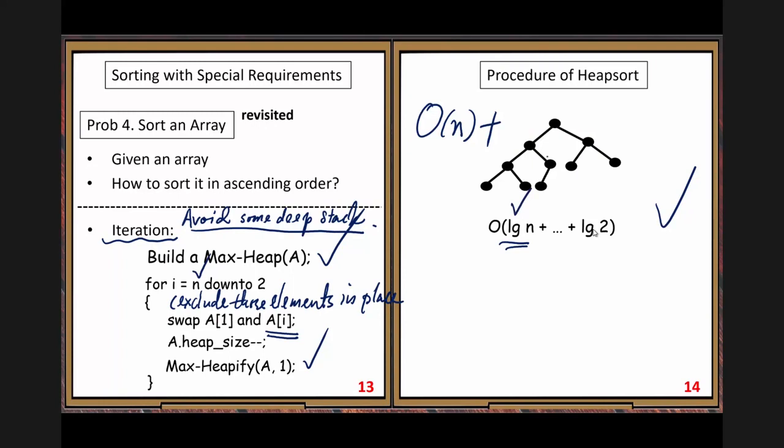Then you reduce the heap size by one, so the next time you run the max heapify operation, you get log of n minus one, and so on. Okay? Down to two, the last one you need to run max heapify operation, this much cost. Adding up, what's the total cost? Can you estimate the total cost, summation on the log number? Not easy, right? Summation on log functions. Pretty hard.